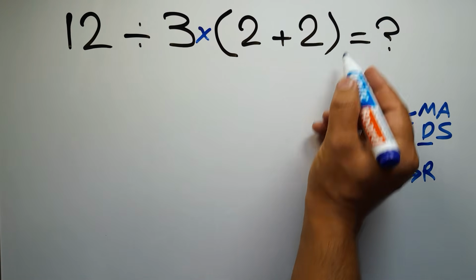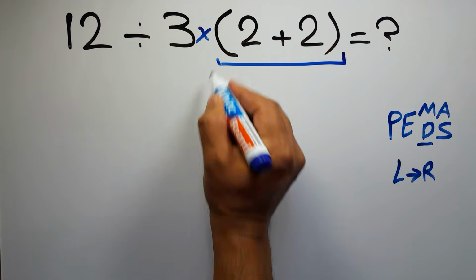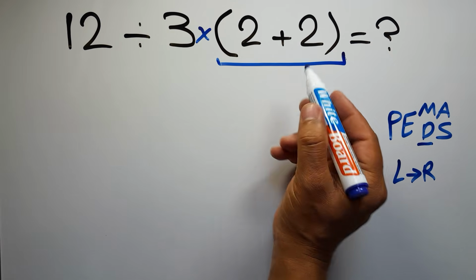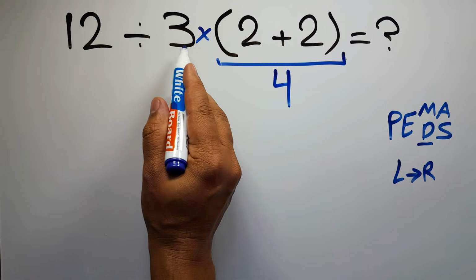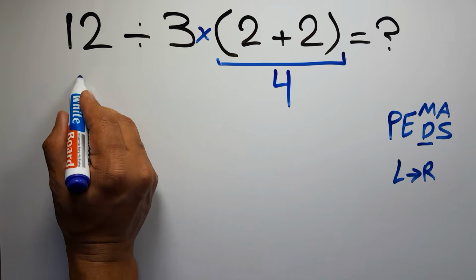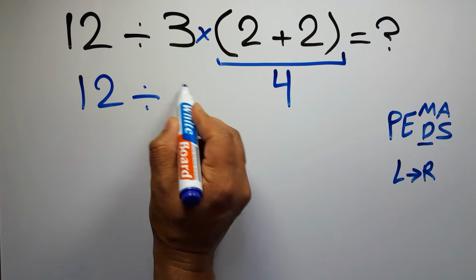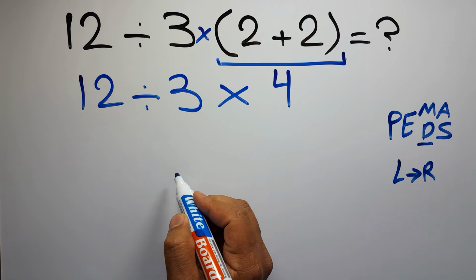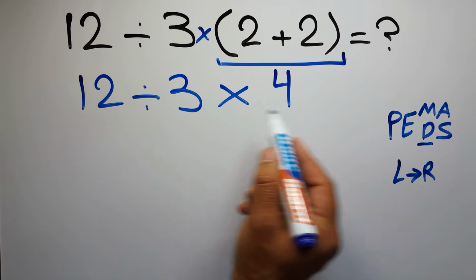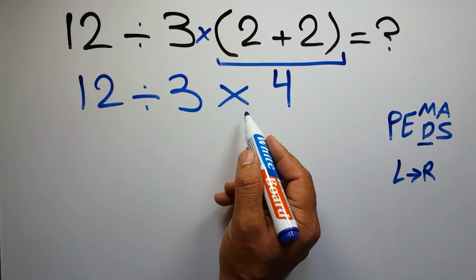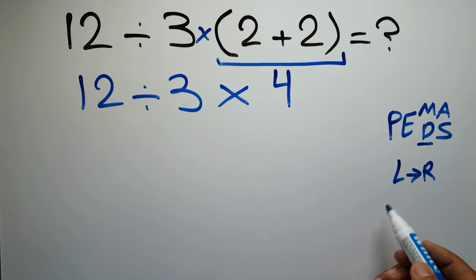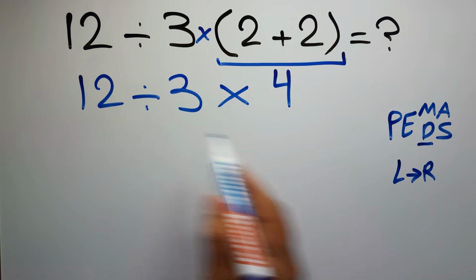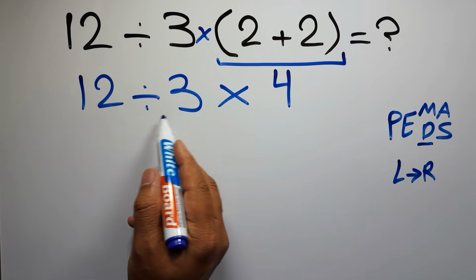So first we have to do this parentheses. Inside this parentheses we have 2 plus 2, which equals 4. So we have 12 divided by 3, then times 4. Now, in this expression, we have one division and one multiplication. As I said, multiplication and division have equal priority and we have to work from left to right. So here, first we have to do this division.